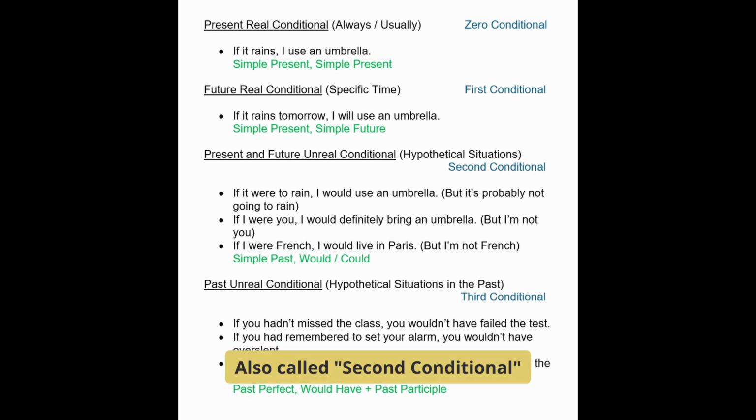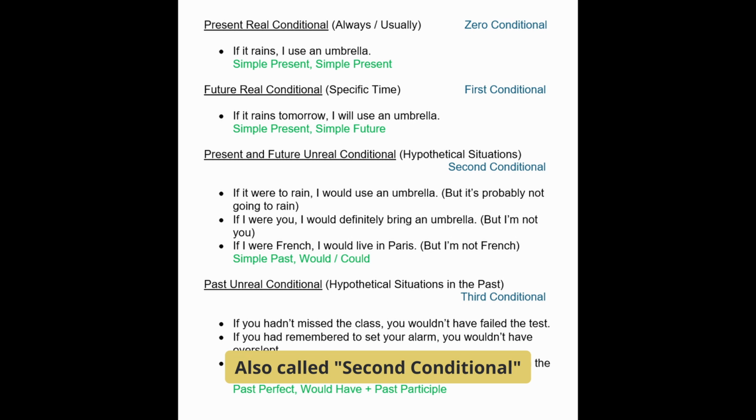It's called the present and future unreal conditional. Unreal means not real, right? Imaginary, hypothetical, not true. We're just speculating. It's actually the counterfactual. It's not what's actually happening. It's just imaginary. So like if I were you, right? If I were you, I would study these conditionals, right? But I'm not you, right? I'm Carl, I'm me. So that's why it's an unreal situation.